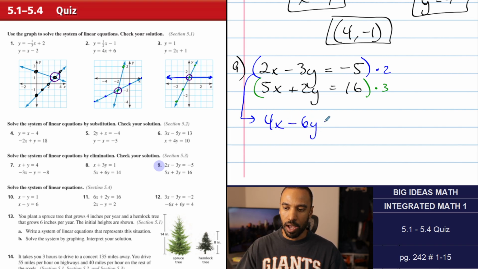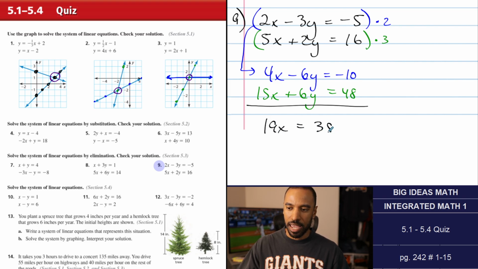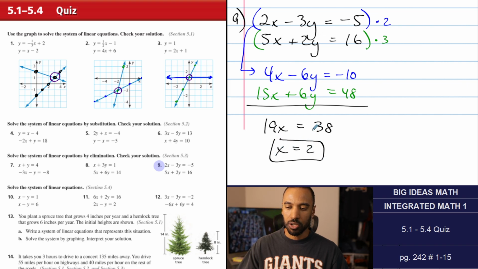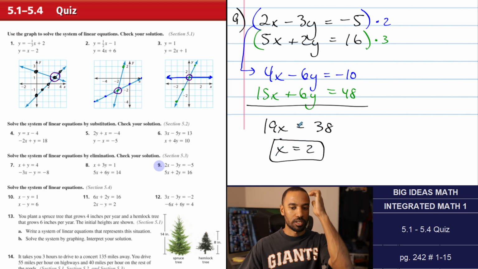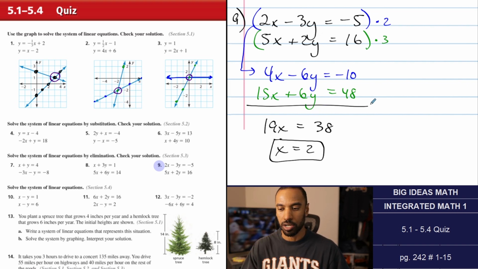4x minus 6y equals negative 10. And on bottom, 15x plus 6y equals positive 48. Like that. The y's eliminate. You get 19x here, 38 here. Divide by 19, you do get x equals 2. So it still cleans up, and I still feel good about things. Can you have fraction answers? I guess. They've been very nice in not having fraction answers here. Every so often, it wouldn't hurt to have one, just to say that they exist.